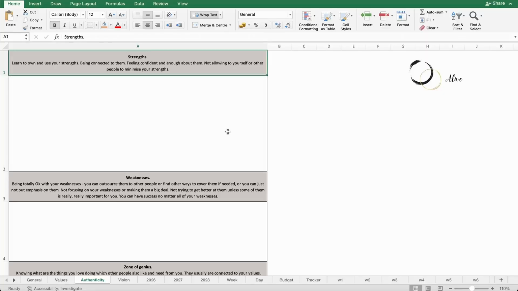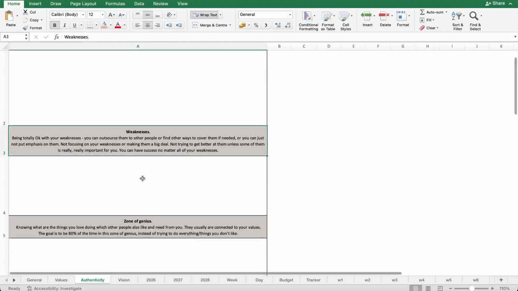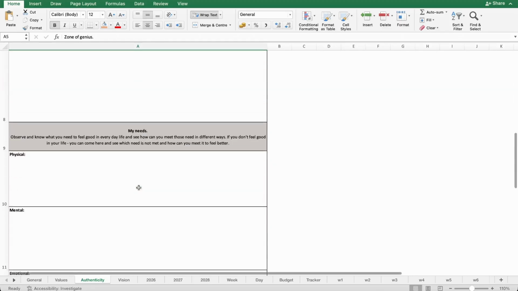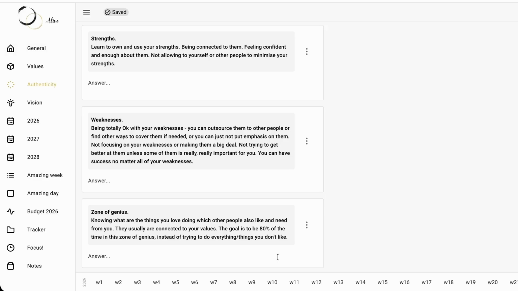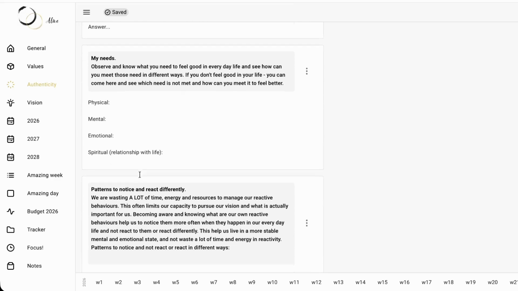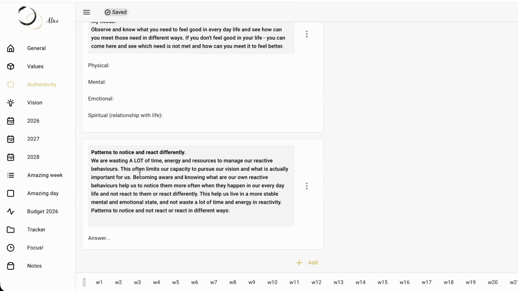So this is how it looks like in the Excel spreadsheet. The tab here is called Authenticity, and here are the different steps that we will be going through: strengths, weaknesses, zone of genius, and so on. And this is how it looks like in the Alive software. Again, the structure and the information is exactly the same, it's just a different tool. Strengths, weaknesses, zone of genius, and all of the steps that we will be going through today.